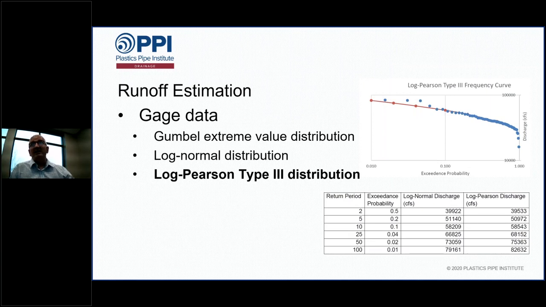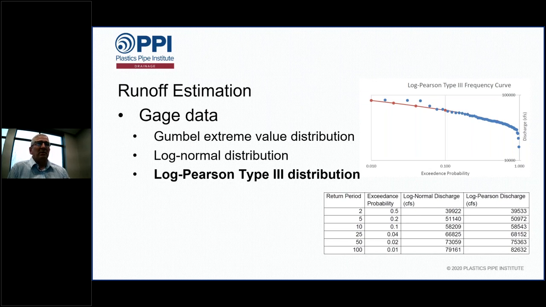So the first thing we look at is gauge data as a method. The three most popular distributions are the Gumbel distribution, the log normal distribution, and the log Pearson type 3 distribution. And so what you see in the charts is the difference between a log normal and a log Pearson. And this is at a river that I actually worked on.